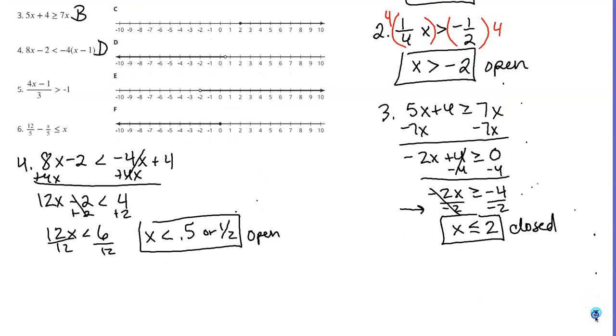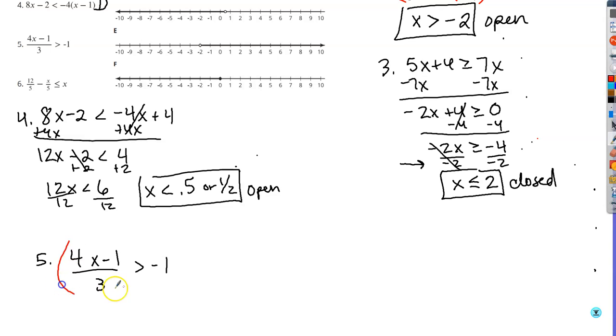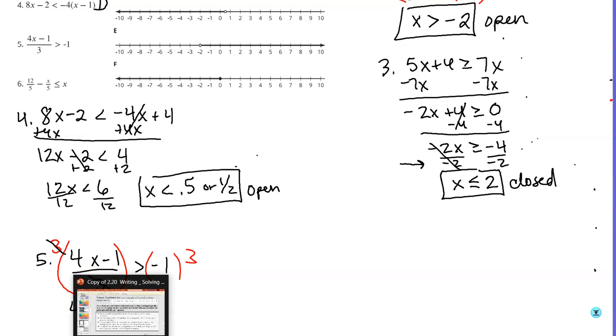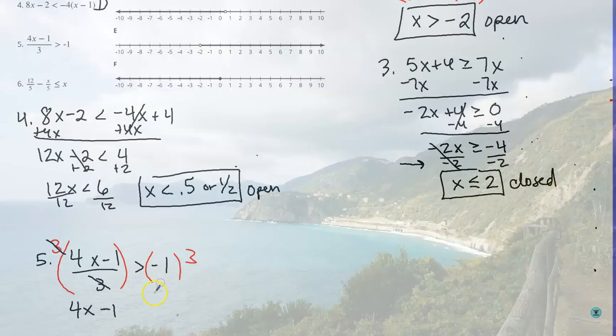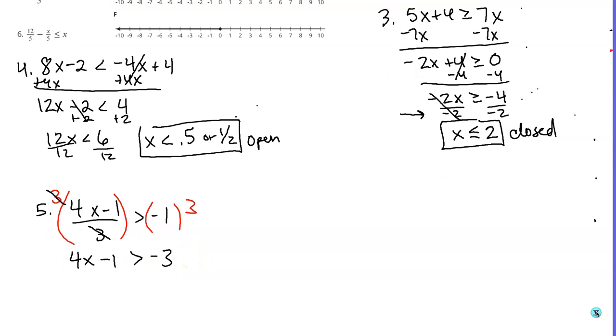Okay. Again, you can pause it and try it on your own. Number 5, 4x minus 1 over 3 is greater than negative 1. Very first thing I would do is get rid of that fraction, that denominator, multiply both sides by 3. On the left, these two things cancel. That's the whole point. So I just get 4x minus 1. Over here, I get negative 1 times 3, negative 3. Again, the number I was multiplying by is not negative, so I don't flip it. It's only if you divide or multiply by a negative.